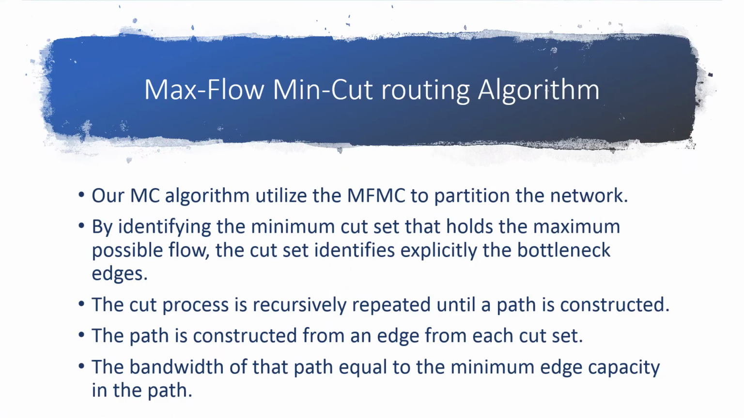The flow routing process happens in two steps. The first step is selecting a flow from the flow set, then finding a route for that flow. Our algorithm is used for the second step of this process, finding a path. We utilize the MFMC process in partitioning the network by a recursive loop of cuts, where each cut contains a set of minimum number of edges. With their removal, the source and the destination are disconnected. The bandwidth of the path is defined as the minimum edge capacity in that path.